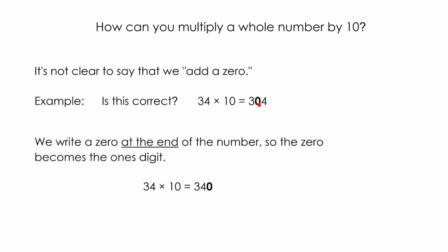You don't really put the 0 there. You're supposed to put it at the end. So we write the 0 at the end of the number so that the 0 becomes the ones digit. So 34 times 10 is 340.